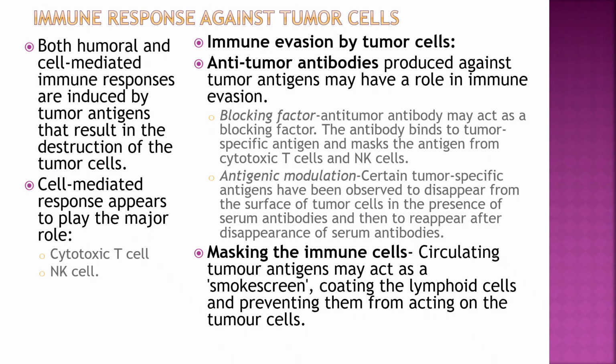Blocking factor: anti-tumor antibody may act as a blocking factor. The antibody binds to tumor-specific antigen and masks the antigen from cytotoxic T cells and NK cells. Antigenic modulation: certain tumor-specific antigens have been observed to disappear from the surface of tumor cells in the presence of serum antibodies, and then to reappear after disappearance of serum antibody. Masking the immune cells: circulating tumor antigens may act as a smoke screen, coating the lymphoid cells and preventing them from acting on the tumor cells.